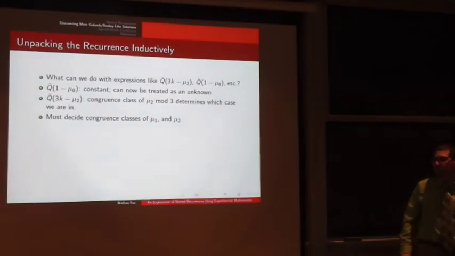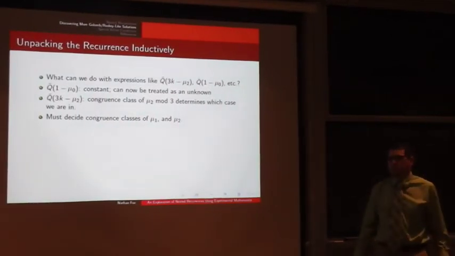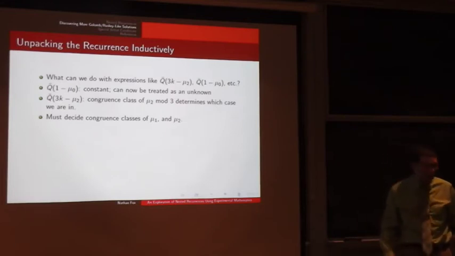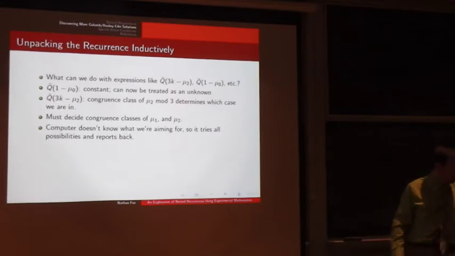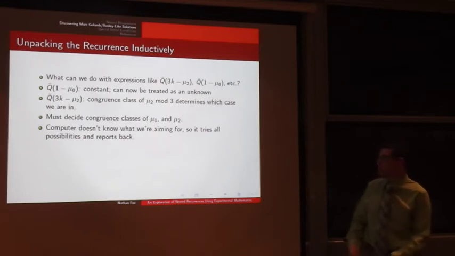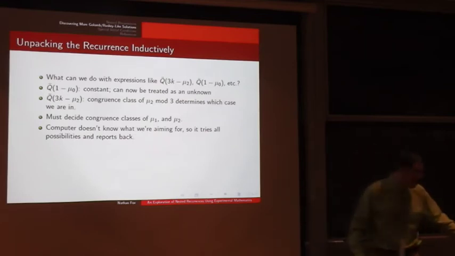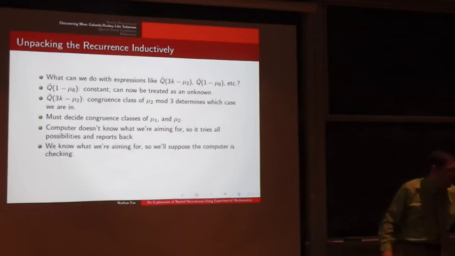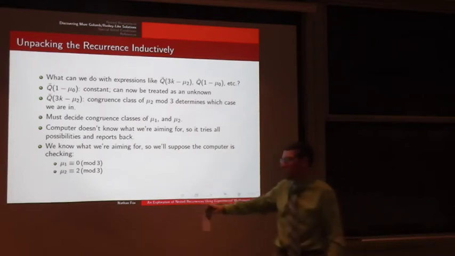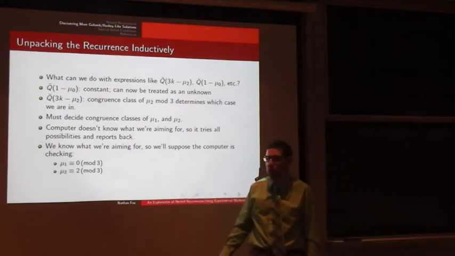So in this particular case, we end up needing to look at the congruence classes of mu1 and mu2. Mu0 doesn't matter. So the computer doesn't know what we're looking for, so the computer just tries all possible congruence classes and then says what it finds. But we know what we're looking for, at least I know what we're looking for. So we're going to assume that these are the congruence classes. So mu1 is going to be divisible by 3, and mu2 is going to be 2 mod 3.